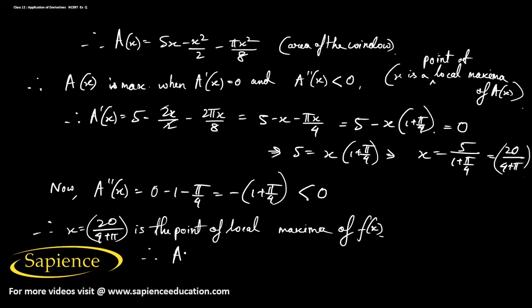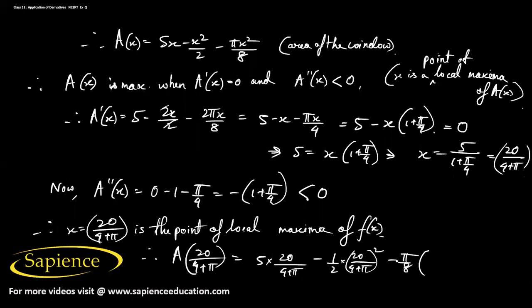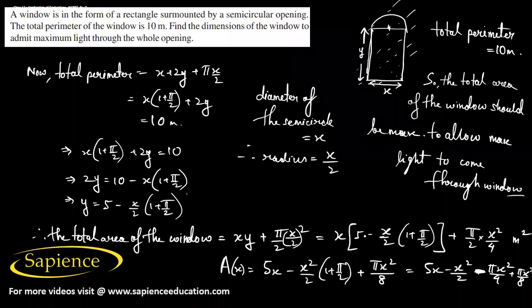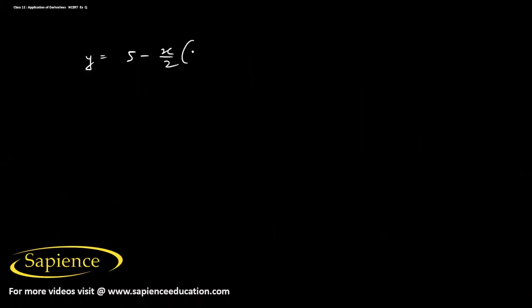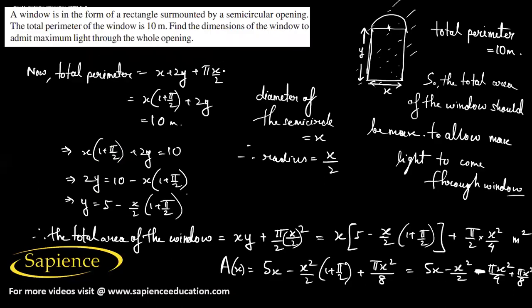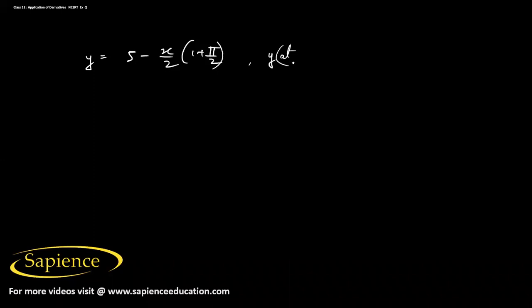Now A(20 by (4 plus pi)) would be 5 into 20 by (4 plus pi) minus 1 by 2 into (20 by (4 plus pi)), then minus pi by 8 into, sorry, this is x square. But actually the maximum area we don't have to find. We have to find the dimensions, meaning y we have to find. So y is given as (5 minus x by 2) into (1 plus pi by 2). Therefore the value of y at x equal to 20 by (4 plus pi) we have to find.